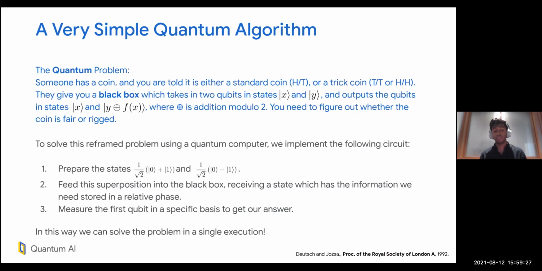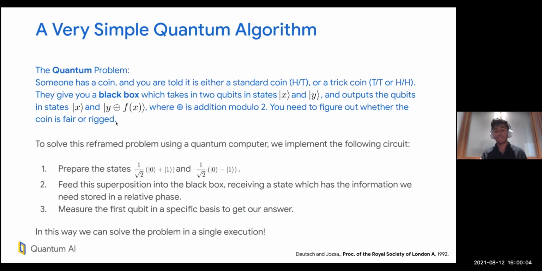And what it outputs is x stays as x, and y comes out as y ⊕ f of x. So ⊕ is addition modulo 2. So this is just addition in a binary space: 0 plus 0 is 0, 0 plus 1 is 1, 1 plus 0 is 1, and 1 plus 1 is 0 again, right? So everything is mod 2. And so instead of giving you just the answer f of x, it gives it to you in this sort of special way, where it essentially encodes that information onto a state you initially gave me.